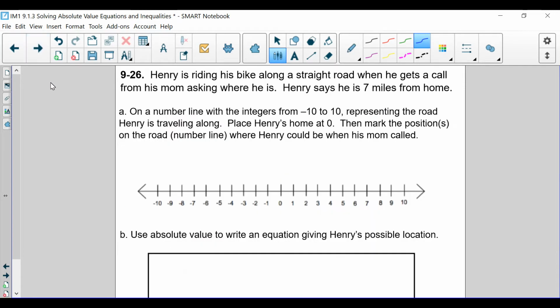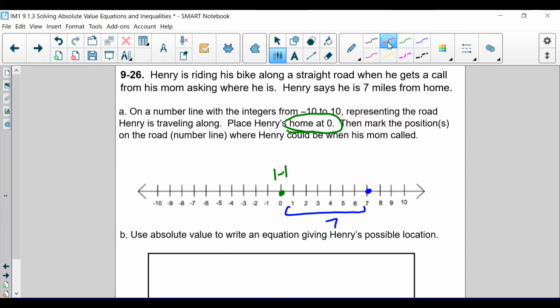Alright everybody, so let's talk about the first situation. The first situation is talking about Henry and his home. It says that his home is at the point 0, so here, that's where Henry's home is. And then it also talks about how he's 7 miles away from home, meaning he's here, 7 miles away from home. However, is that the only distance that is 7 away?